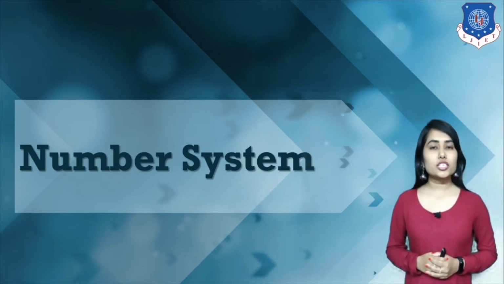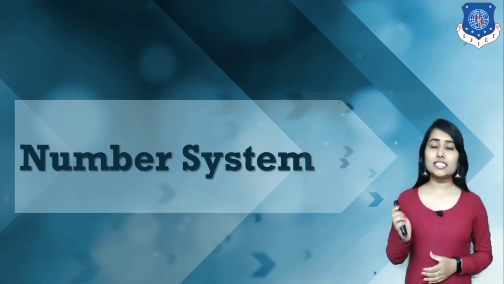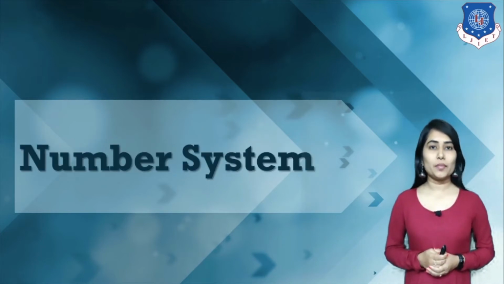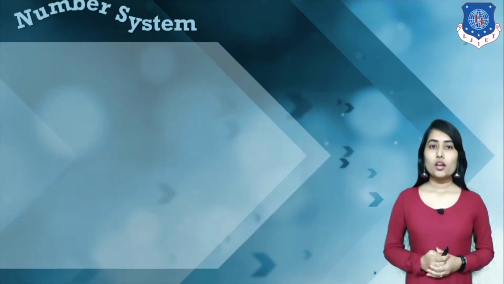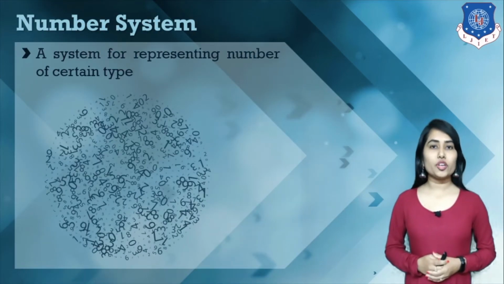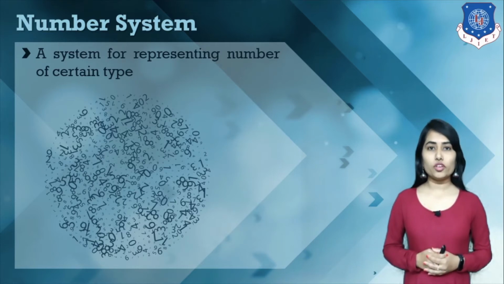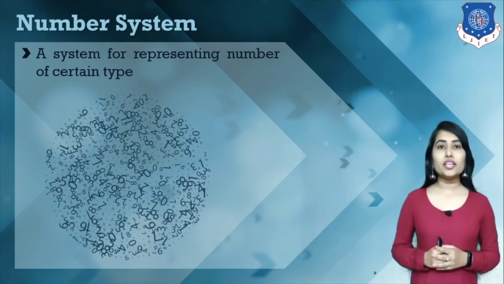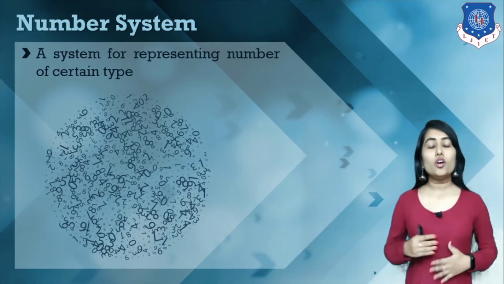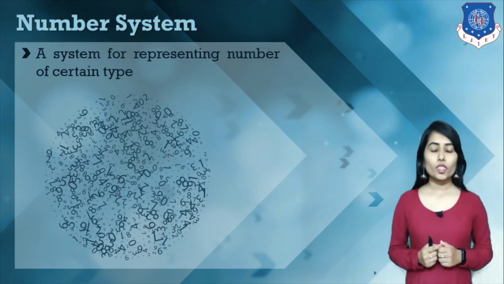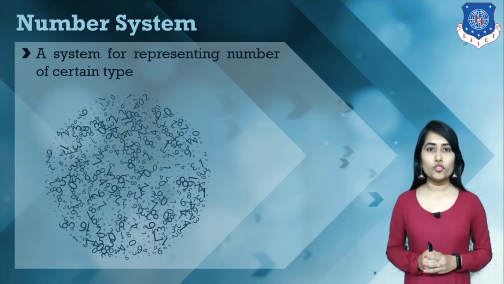Today we will explore number systems. So let's start with the definition of number system. A number system is a system for representing numbers in a certain manner. Here we have different types of numbers, and these numbers can be represented in a specific manner. We have a variety of number systems in which we can represent any kind of number. So let's discuss the types of number systems one by one.